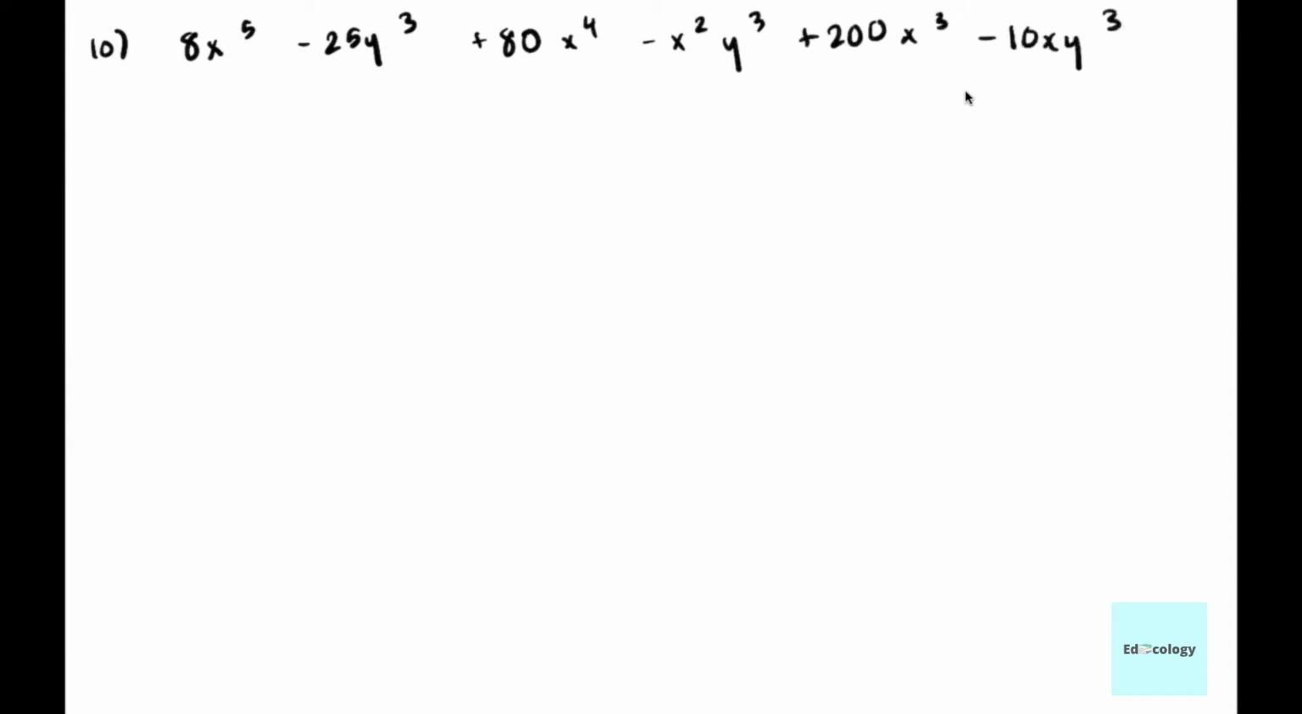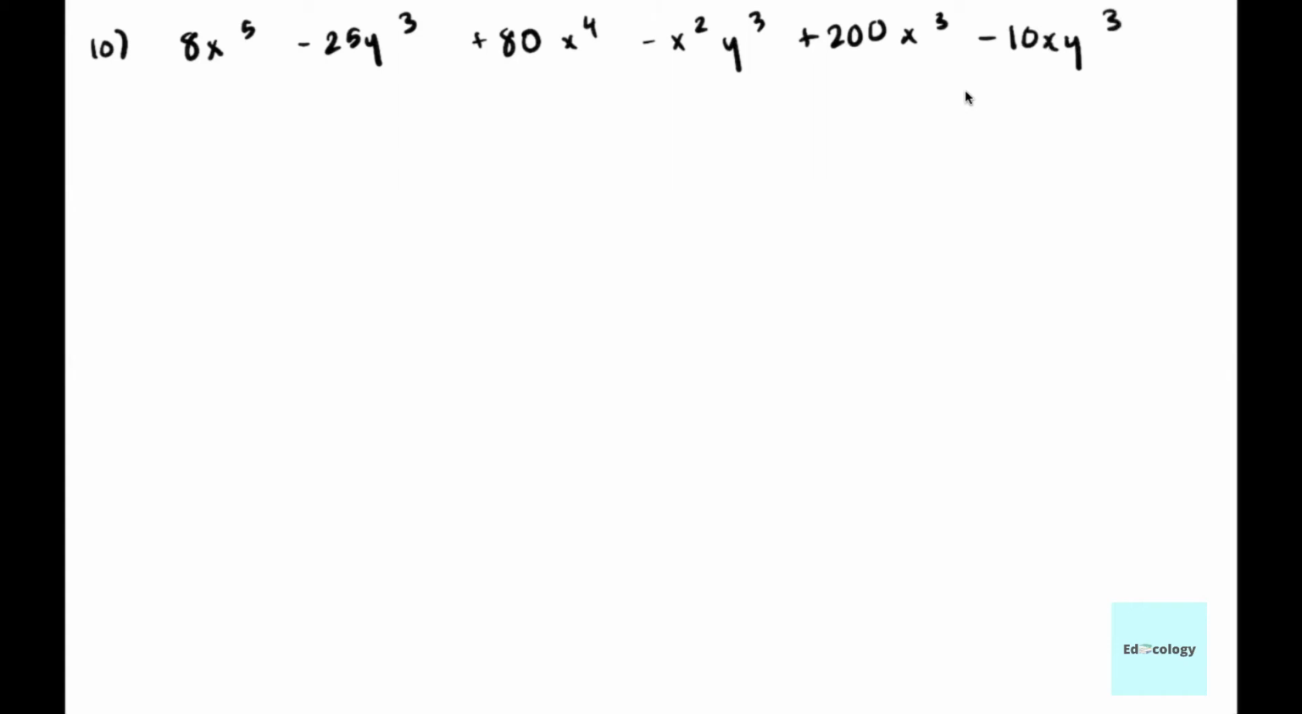Question number 10. 8x to the power 5 minus 25y cubed plus 80x to the power 4 minus x squared y cubed plus 200x cubed minus 10xy cubed.